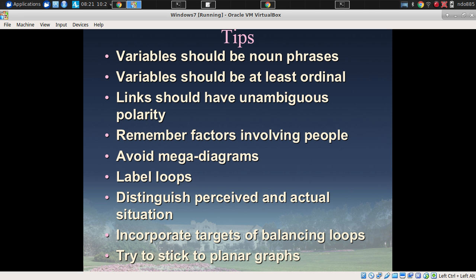Links should have unambiguous polarity. If there's a problem where you're running into it and it's not clear what the polarity is, almost always, almost invariably, it means you've got to add more pathways. You're thinking there's actually different pathways to this. Sometimes it goes up, sometimes it goes down because of different causal pathways involved. And it almost always is dealt with by adding more pathways. It's been many years since I've been in a situation where it's not been resolved, if it's ever occurred.